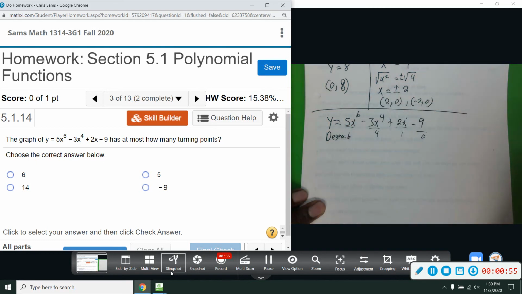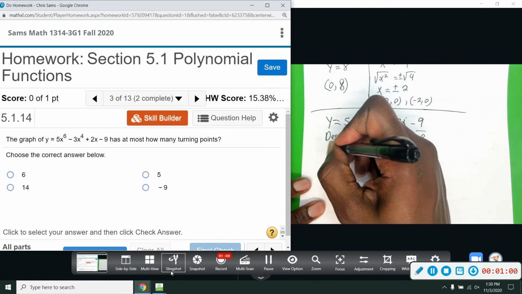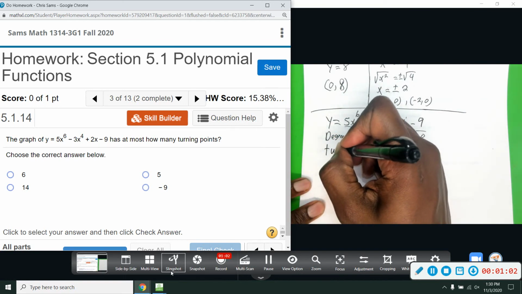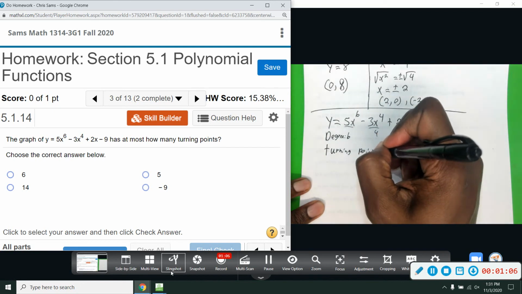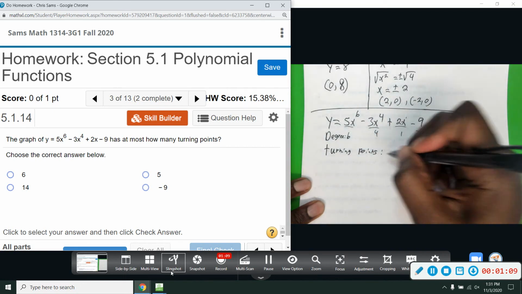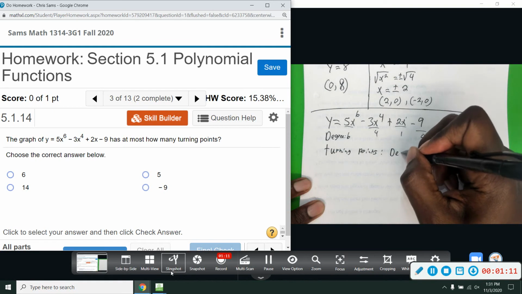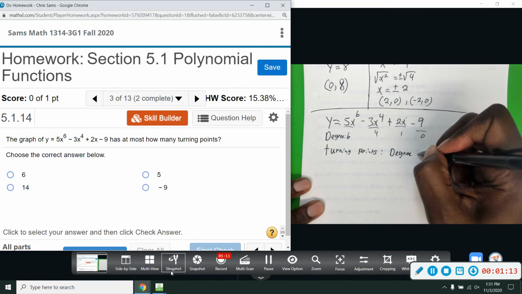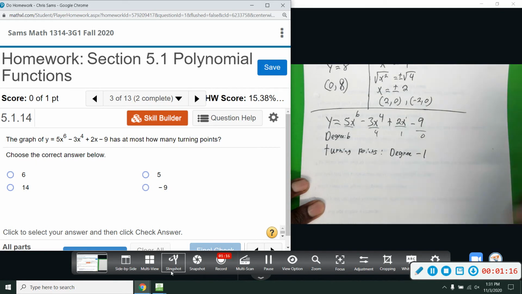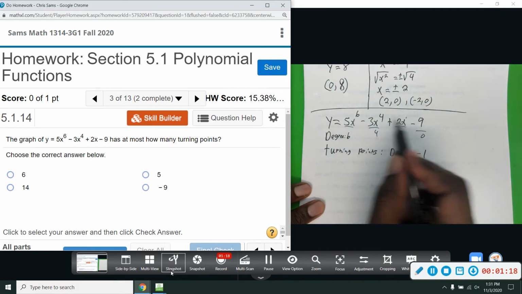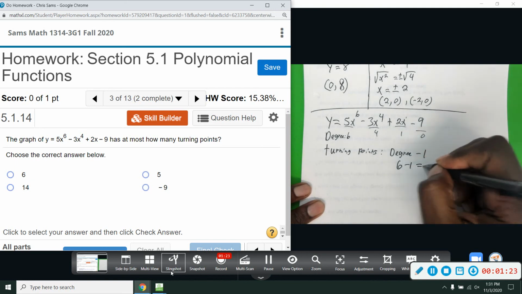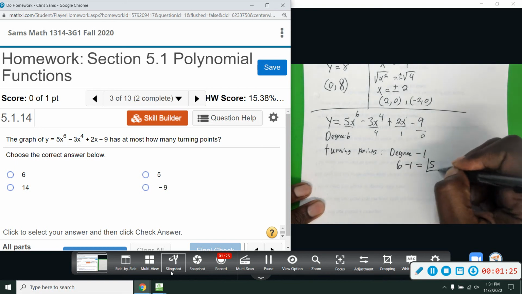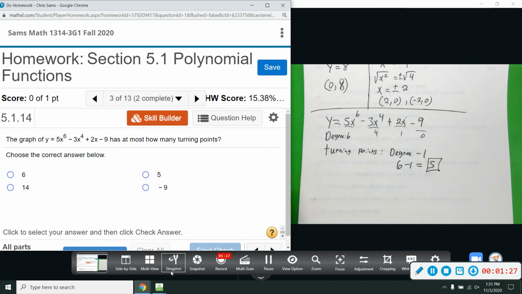So this is a 6th degree, okay? And if you want to find the number of turning points, the number of turning points is the degree minus 1. Whatever your degree is, the highest exponent you have, you take 1 from that. So in this case, it'll be 6 minus 1. So our max number of turning points would be 5.